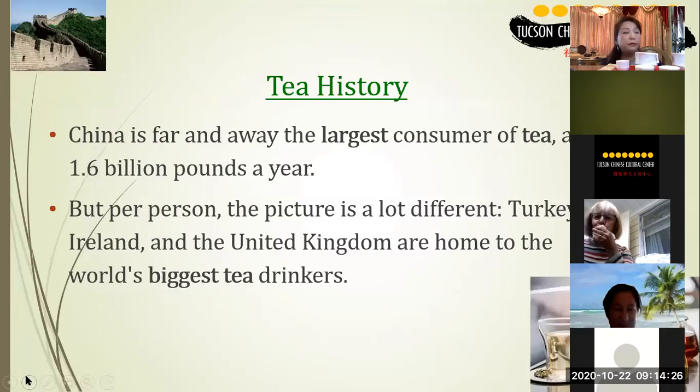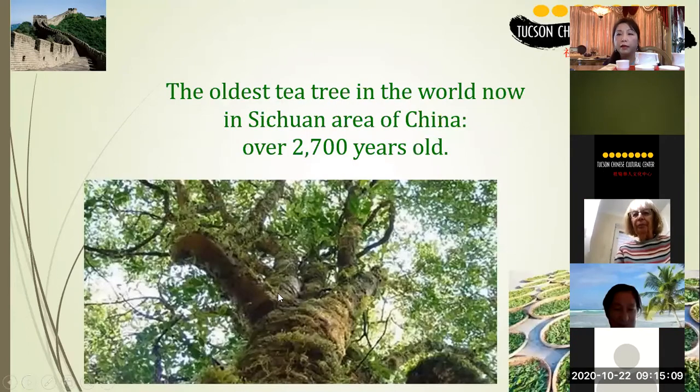Let's move to next. Today, if you count by country, China is still the biggest country to consume tea, about 1.6 billion pounds a year, way higher than other countries. But if it's by per person, it's different. Turkey is number one right now, and then Ireland, and then the United Kingdom. People there are the biggest drinkers per person. Okay, let's move to next.